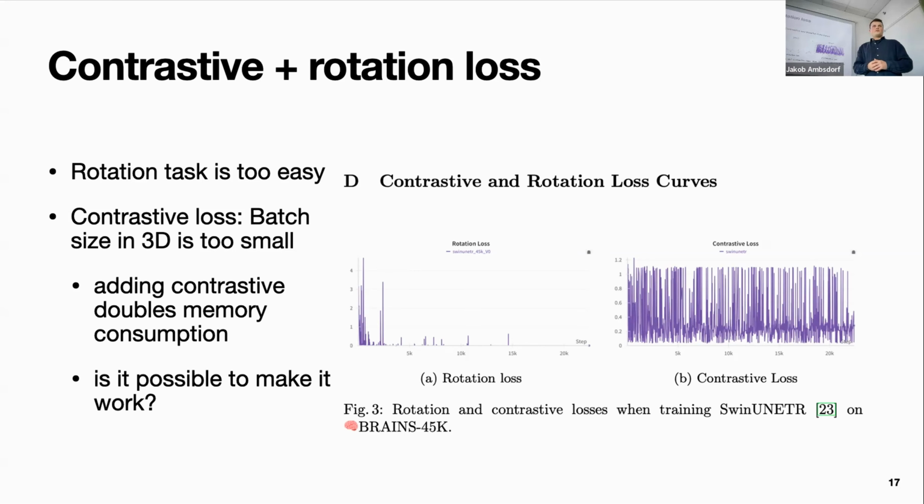Because if you're doing 3D models, then you're forced to use quite low batch sizes because the memory footprint is just exploding. And it's quite well established in the contrastive learning literature that you actually need very high batch sizes so that things don't collapse. And that's what we saw here. I don't know if it's possible to make it work. We at least couldn't see the benefit, because it's also doubling the memory consumption.